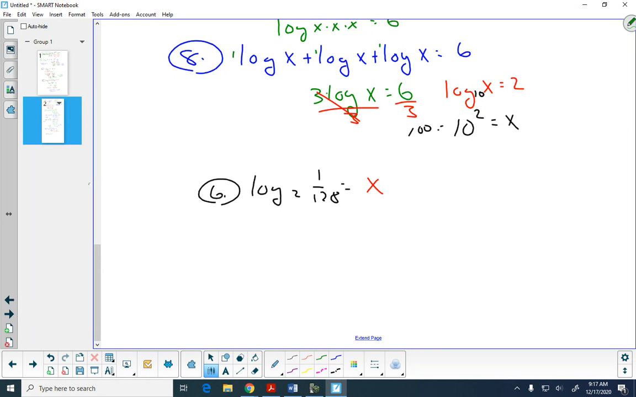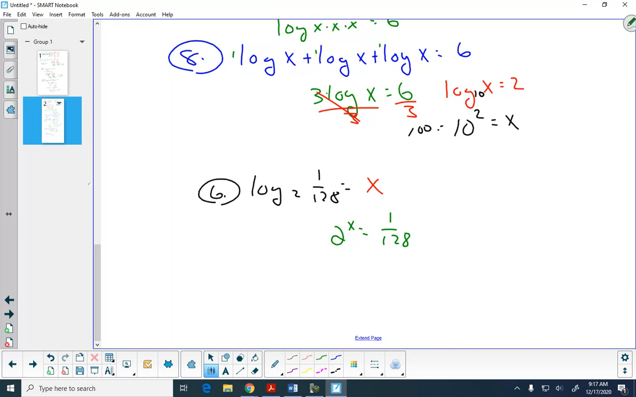Brenna, what would this be exponentially? 2 to the x power equals 1 over 128. That's correct. 2 to the x equals 1 over 128. Now, you can do a couple things here. You can see if 128 can be written exponentially, which is what we did before, or you can take the ln of both sides.